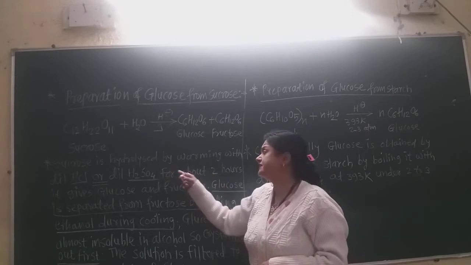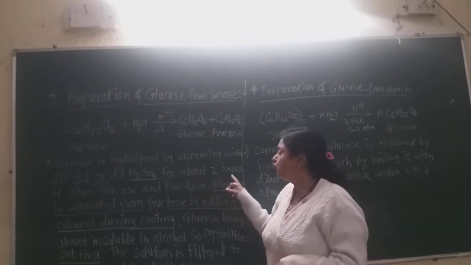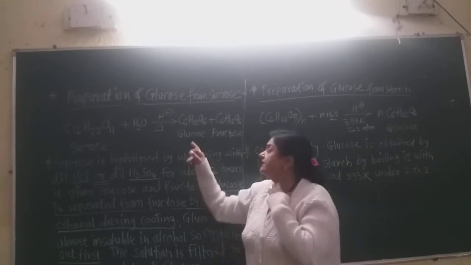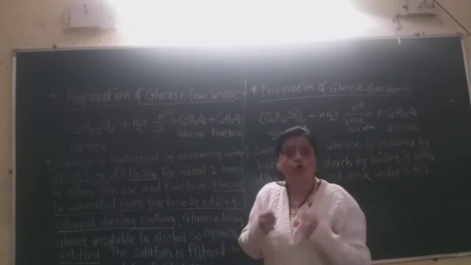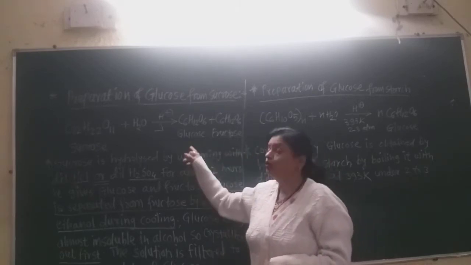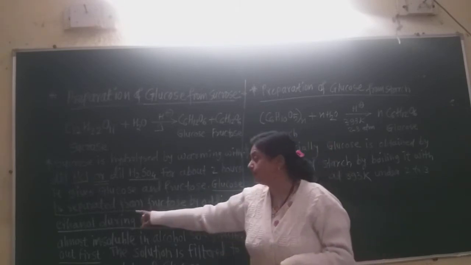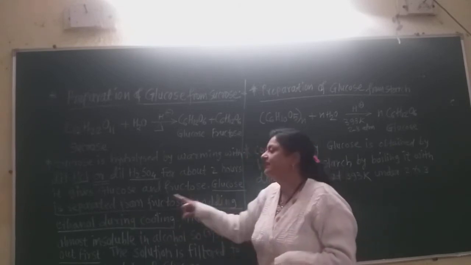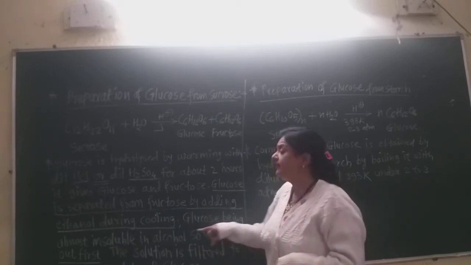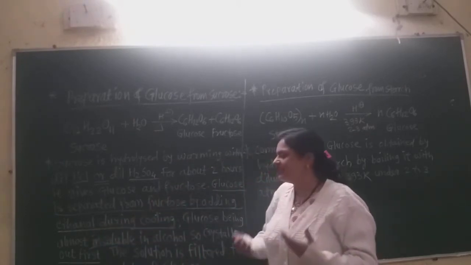Now sucrose is hydrolyzed by warming with dilute hydrochloric acid or dilute sulfuric acid for about 2 hours. It gives glucose and fructose. Now how can the glucose be separated, because we have to prepare the glucose only? Fructose is somewhat soluble in alcohol, but glucose is almost not soluble in ethanol, ethyl alcohol. So glucose is separated from fructose by adding ethyl alcohol or ethanol during cooling. Glucose being almost insoluble in ethanol, it crystallizes out.